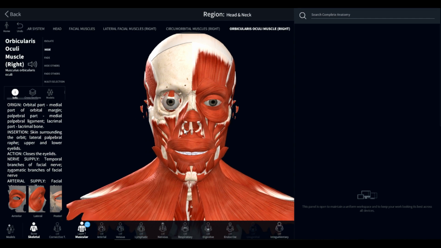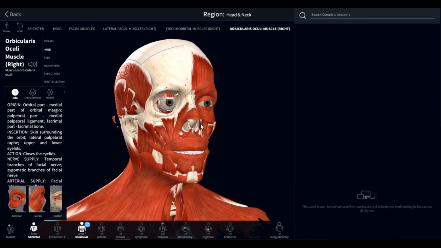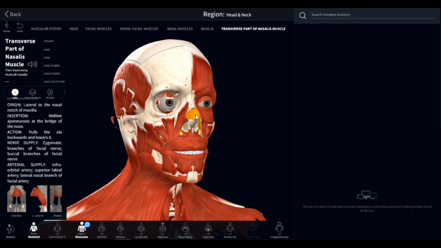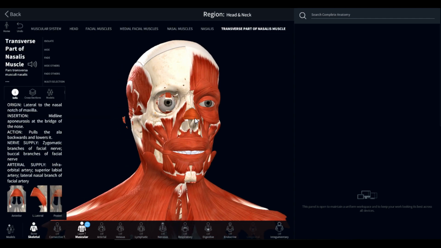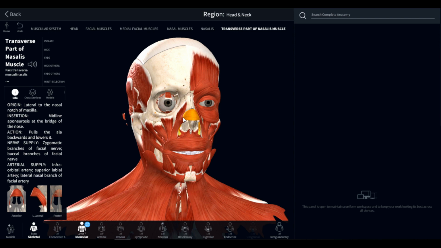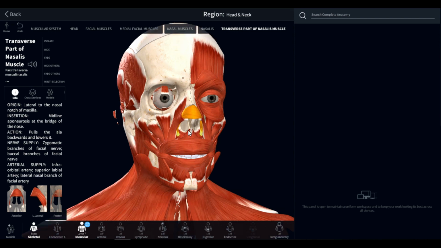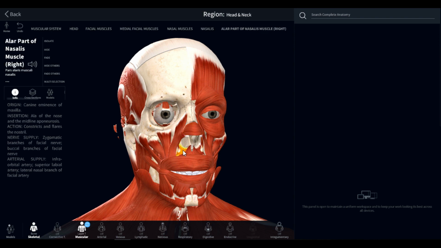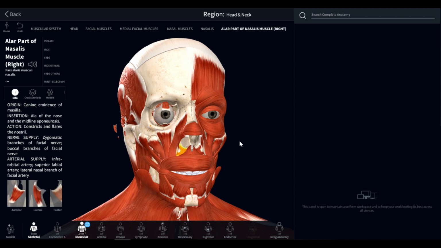Moving down, we can see the muscles of the nose and the area around the nose. Now for the muscles of the eye, I will cover them in another video, but for now we're looking at the nasalis muscle. So the nasalis muscle has two parts. This is the transverse part. Now if we look closely, we can also see another part of the nasalis muscle known as the alar part, or in Latin, pars alaris.